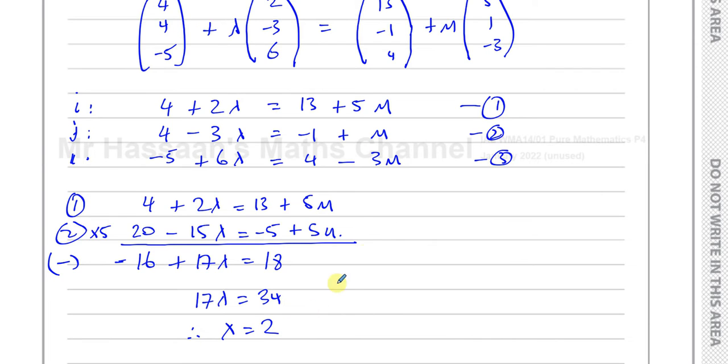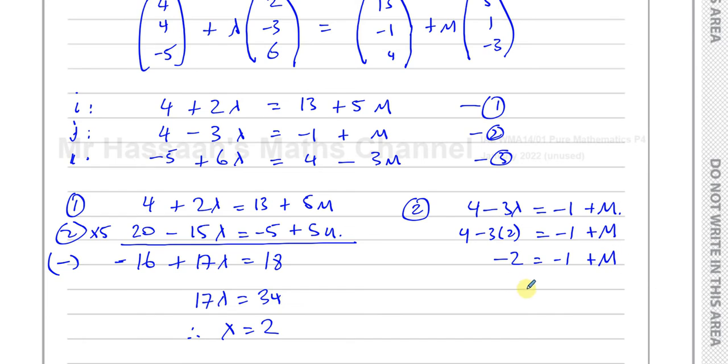So now I can use equation 2, which is 4 minus 3 lambda equals minus 1 plus mu. And I can find what mu is by substituting 2 in here. So I have 4 minus 3 times 2 equals minus 1 plus mu. 4 minus 6 is minus 2 equals minus 1 plus mu. So add 1 to both sides. I have minus 1 equals mu. So I have lambda equals 2 and mu equals negative 1.